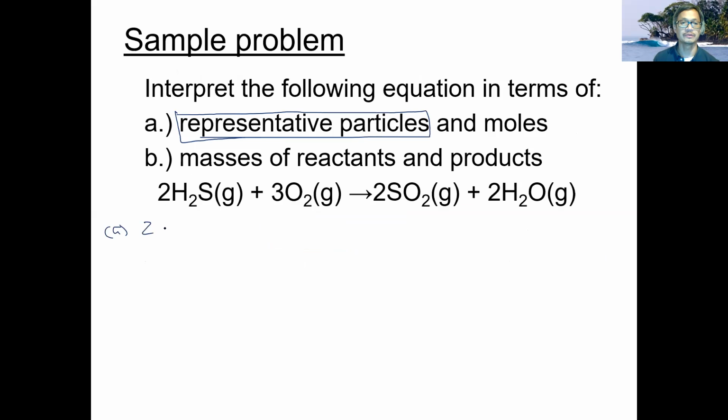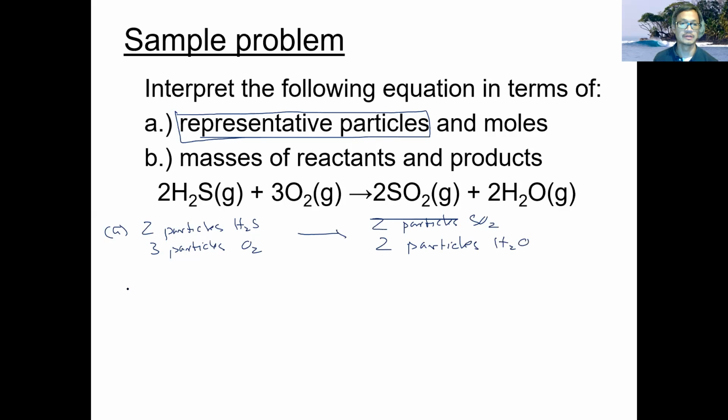We're going to have then two particles of dihydrogen sulfide gas. We'll start out with three particles of oxygen gas, and from that we will produce two particles of sulfur dioxide and two particles of water. Okay, so that's interpreting this in terms of particles. In terms of masses then, let's real quick do this.